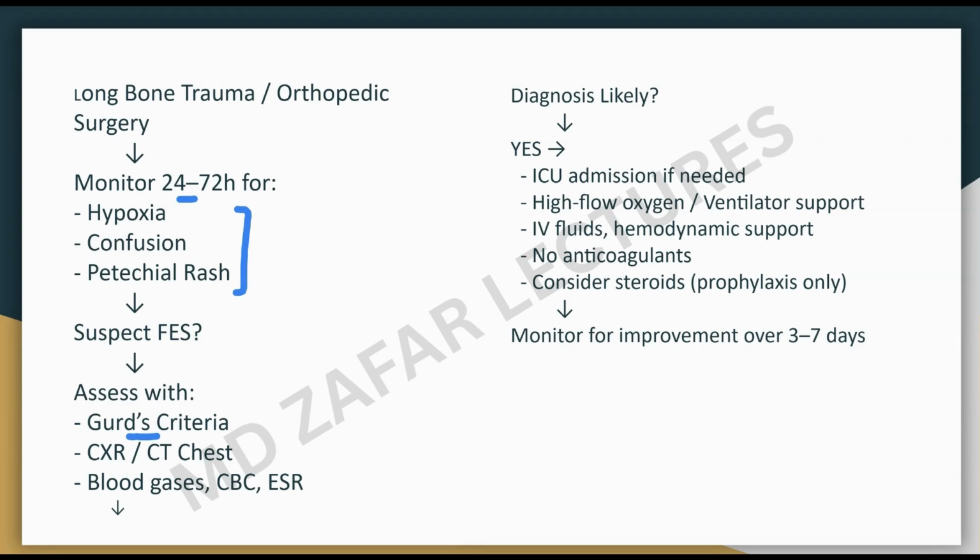So if you are suspecting fat embolism, then you will assess the patient on this criteria, followed with various investigations which include blood gases, CBC, ESR, and CT scan. And if the diagnosis is likely, then what will be the management? Patient will be requiring an ICU admission. They will be requiring high flow oxygen and specifically ventilatory support, hemodynamic support, and the patient should be stopped from any anticoagulants and consider giving the patient steroids as well. And the patient will be monitored over 3 to 7 days because there is no specific treatment for fat embolism so far.